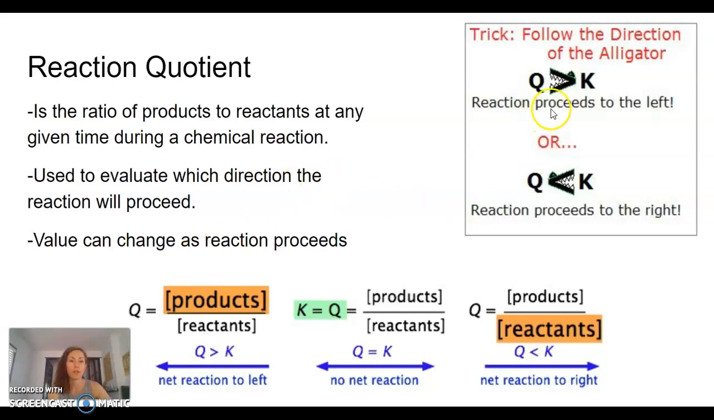So I like to look at this first example up here where you look at this little alligator. If your Q value is greater than K, you are going to proceed to the left, meaning that products are favored, so the reaction is going to go towards reactants to try to balance the reaction out. If your Q value is less than your K value, that means that your reaction is going to proceed to the right towards product because reactants are favored. And so it's like the opposite, right? Being able to say what those things are is helpful, and being able to identify which direction you're going based on your Q value.